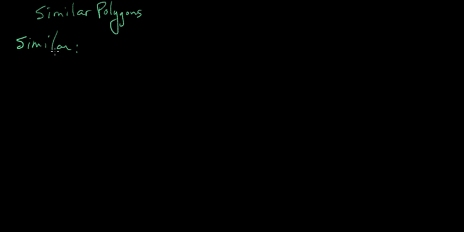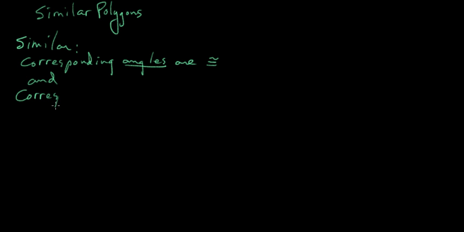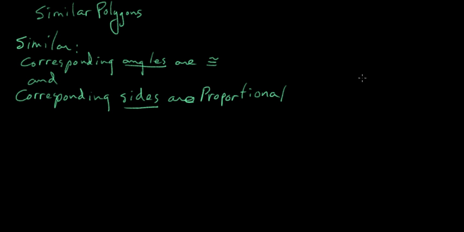And similar just means this. Corresponding angles are congruent. Corresponding angles are congruent. And corresponding sides are not congruent, they're proportional. And I'll tell you what I mean by that.